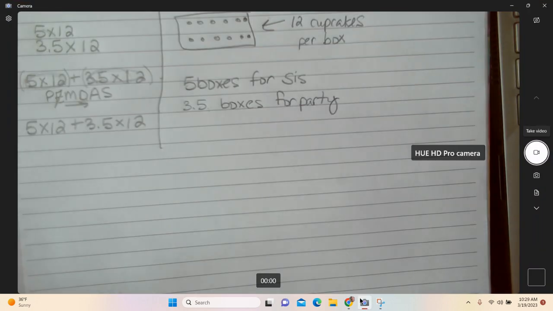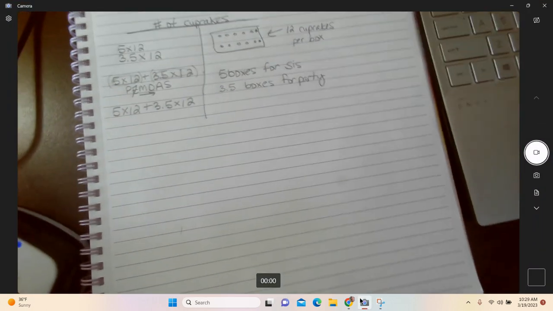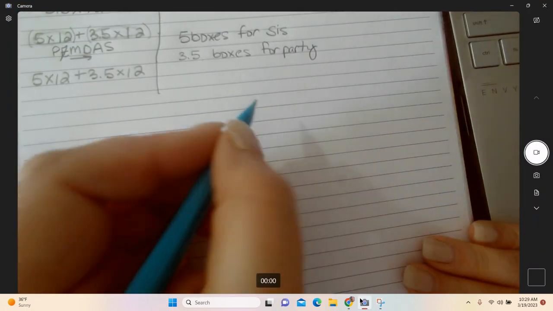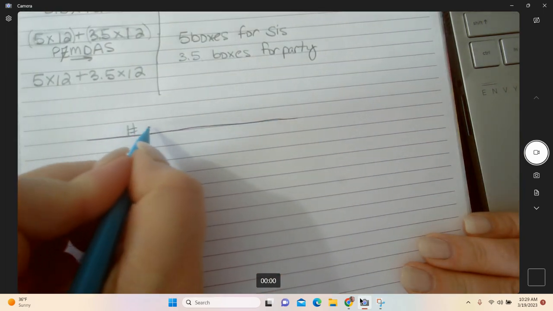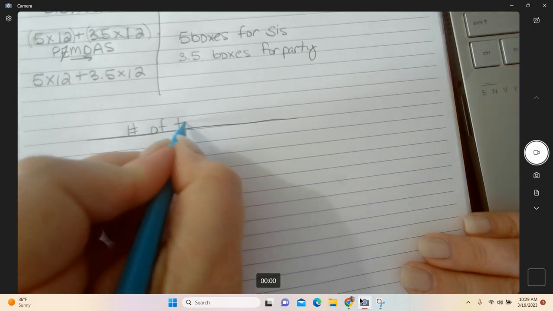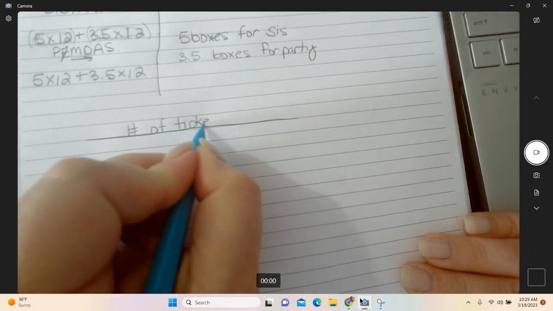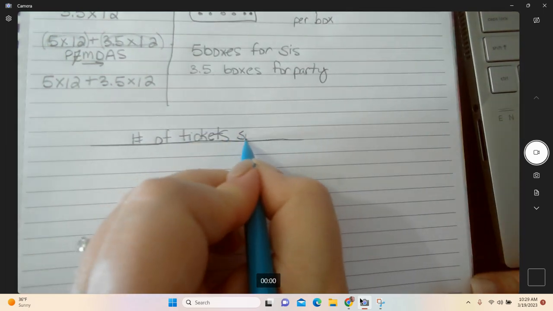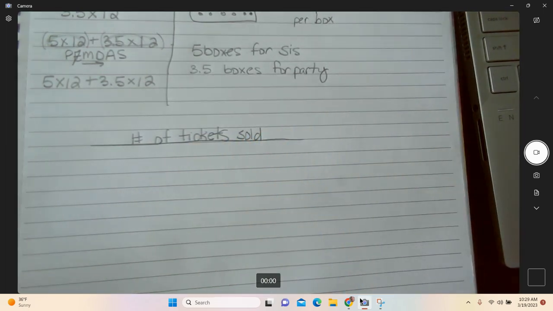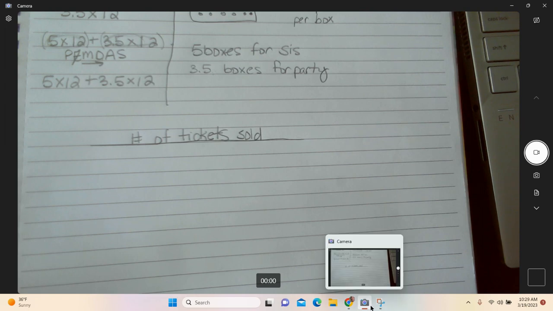So I'm going to go just like I have been working on doing, and hoping you're getting ready and used to doing it. Number of tickets. That way my brain stays focused. I'm writing it right on the line. I can throw a sold in there if I want. Right? It said that every seat was filled for every performance.